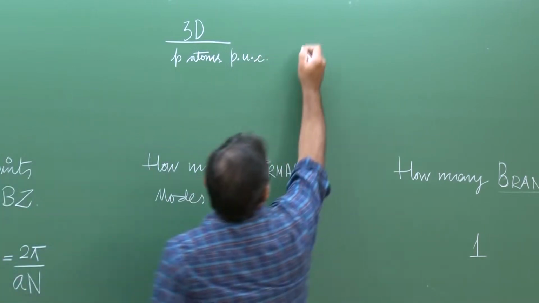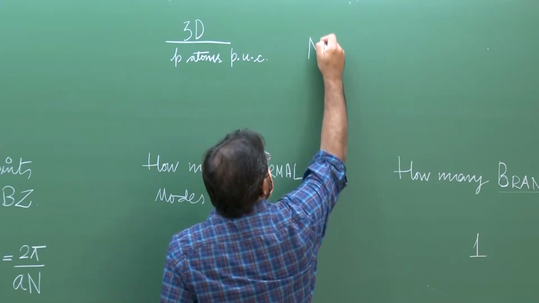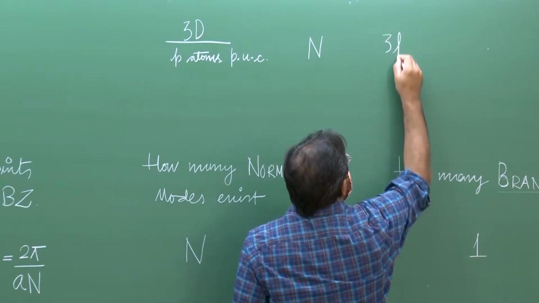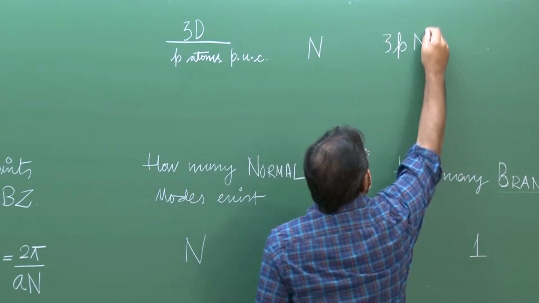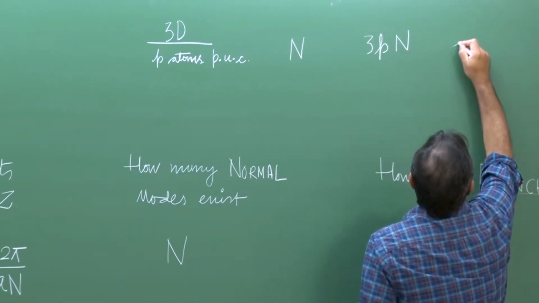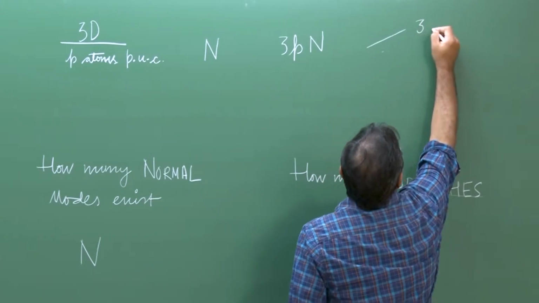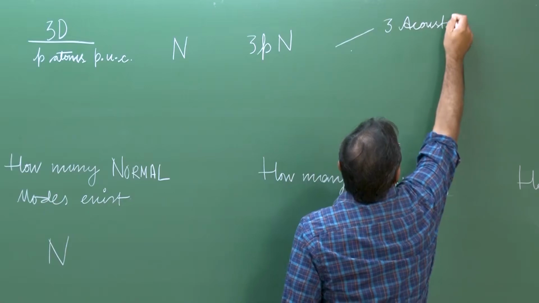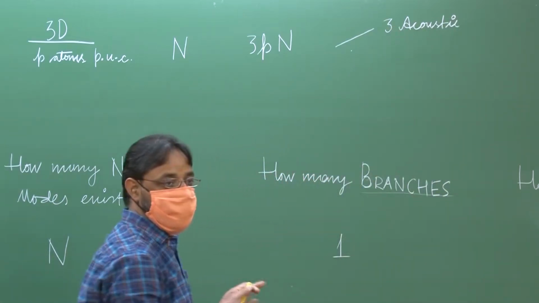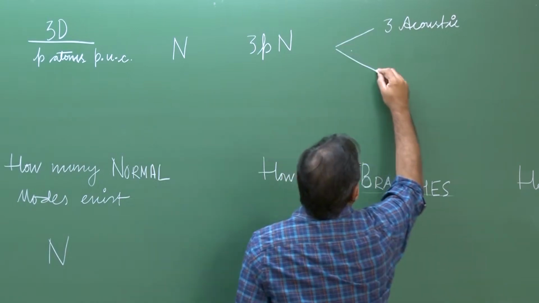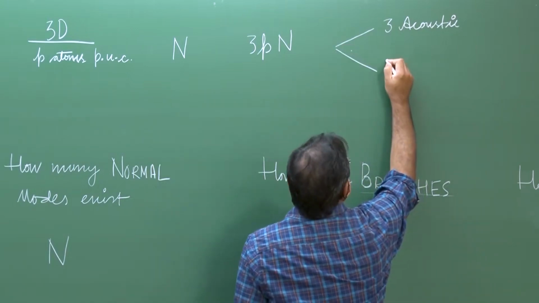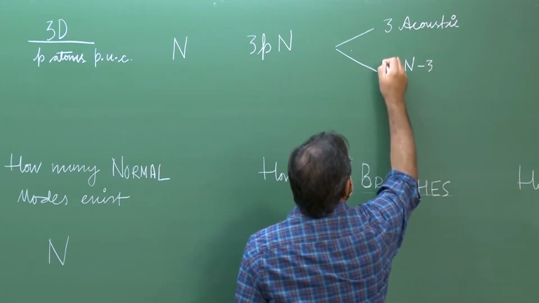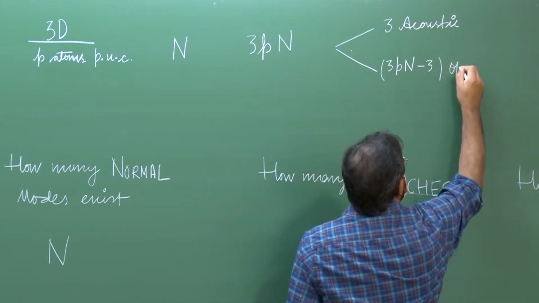So in this case, the number of k points is still going to be n, but the number of modes are going to be 3 times p times n. Out of this, 3 modes are acoustical. So the number of acoustic modes is fixed to 3 now. It cannot exceed 3. And the rest of the modes are optical modes. And how many are those? Those are 3pn minus 3. So these many optical modes.